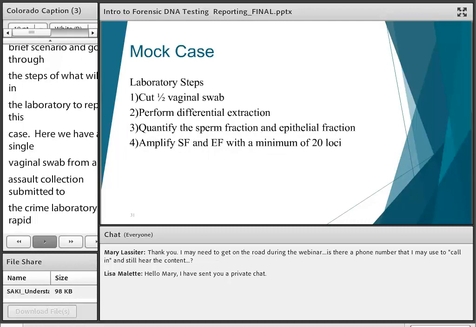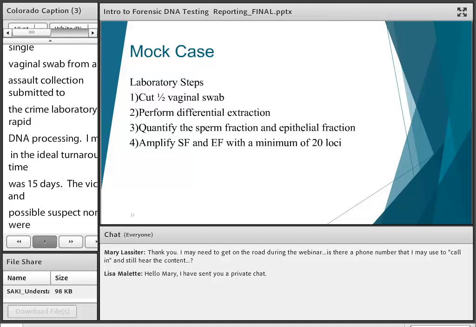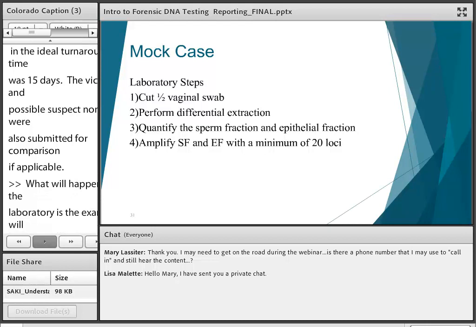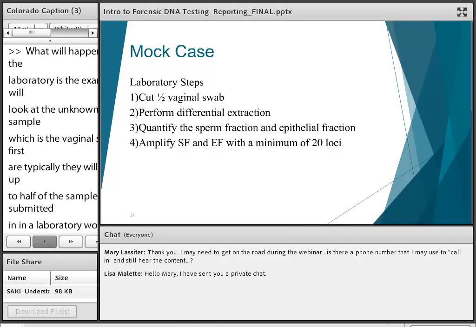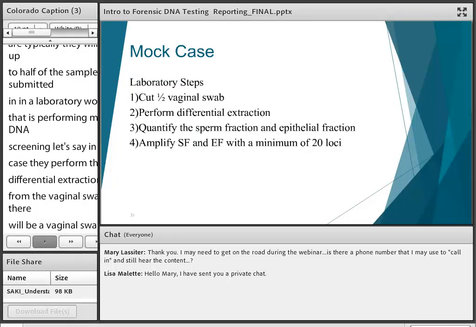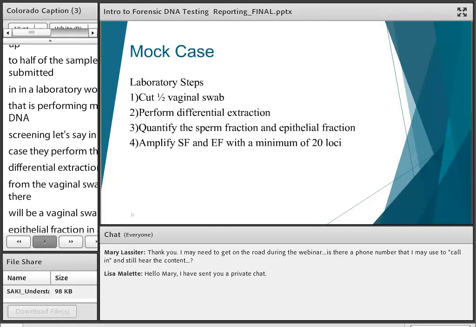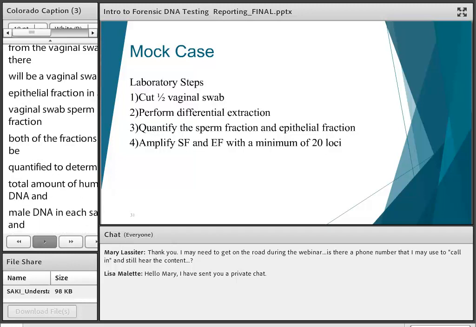So what's going to happen in the laboratory is the examiner is going to look at the unknown evidence sample, the vaginal swab, first. Typically, they will cut up to half of the sample that's submitted, and in a laboratory workflow that's performing male DNA screening, let's say in this case, next they perform the full differential extraction. So from the vaginal swab, there'll be a vaginal swab epithelial fraction and a vaginal swab sperm fraction. Both of those fractions will be quantified to determine the total amount of human DNA and male DNA present in each sample. And then based on that, indicating that there's DNA present, both of those fractions are going to be amplified with a minimum of 20 STR loci.